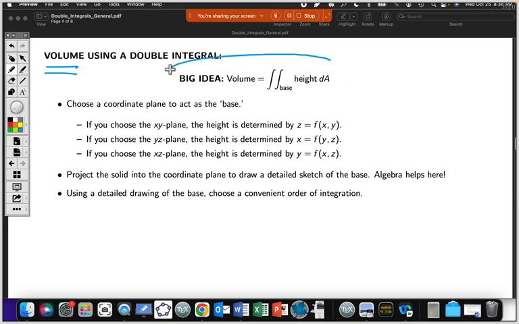Volume is going to be a double integral over the base times the height. Now, what's the height function? If your base is going to be in the xy plane, the height's going to be determined by the z. And you would want to project the solid into the xy plane, and GeoGebra is going to help us do that nicely. And then integrate. That would be your base, and then you just permute the letters around, depending on where you want the base to be.